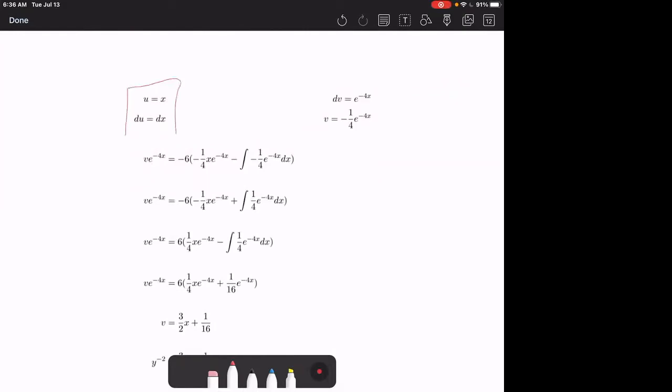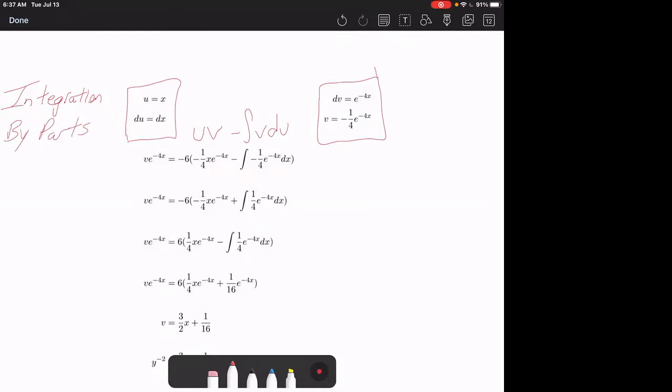So here we let u equal x, and we take that derivative, which is just dx. Over here, we let dv equal e to the -4x. When we integrate that, we get -1/4 e to the -4x. And now we plug it into our integration by parts. So if you recall, this is uv minus the integral of v du. If you're unfamiliar with integration by parts, you can go back to your calculus textbook and refresh yourself on that.